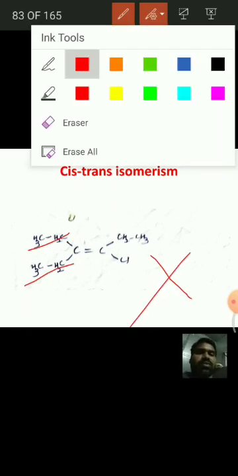Coming to the next molecule, see here, this is the molecule. For this type of molecule, it doesn't show cis-trans isomerism because this carbon is attached to the same group. That means the two groups attached to the carbon are the same. That's why it doesn't show cis-trans isomerism.